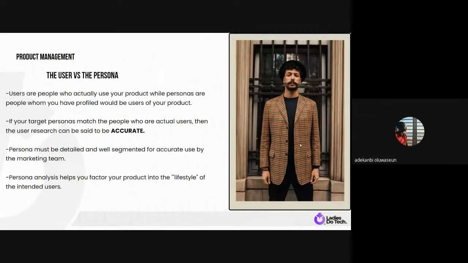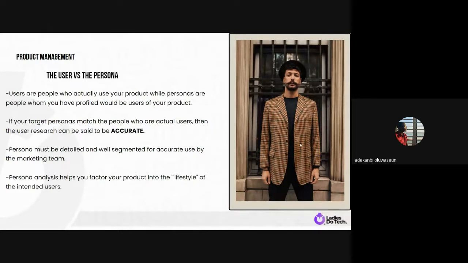One other thing about personas is that it must be detailed, well segmented. As a product manager, you are the one telling the marketing team what to do: this product is intended to be used by this type of people. Your marketing team will take that feedback and use it in their targeting. Anytime they run Facebook ads or Google ads, it is those persona details they use. As a product manager, you don't want to work in an organization where you are building a product for one specific set of people, and your marketing team is targeting another set of people.